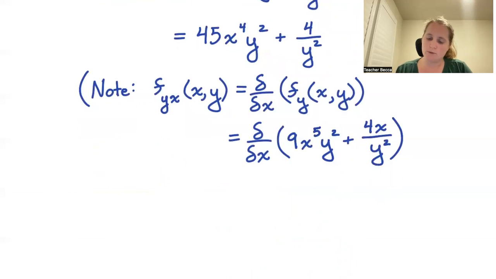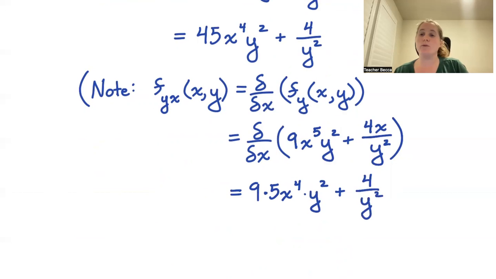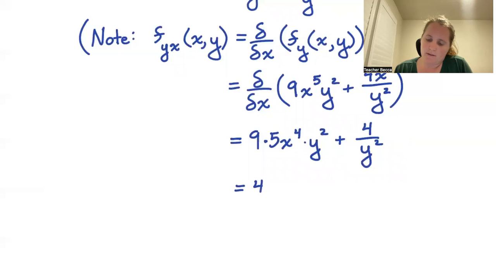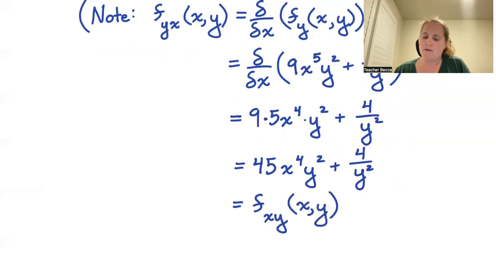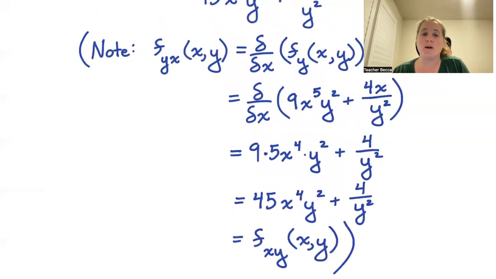If we take this partial with respect to x, this becomes a 9 times 5x to the 4th times y squared plus a 4 over y squared. Again, that 4 over y squared is acting like a scalar of just x. This, of course, is 45x to the 4th y squared plus 4 over y squared. And that is precisely what we got for fxy of xy. So as I mentioned, these two mixed partials are equivalent. So you can differentiate with respect to either variable first and then switch to the other variable second.